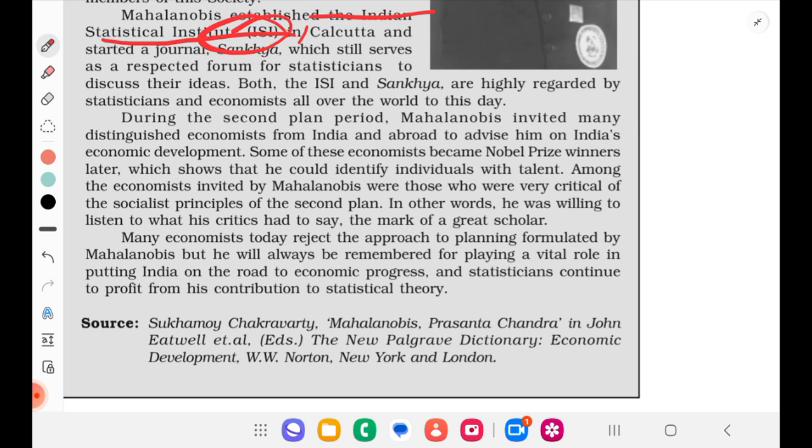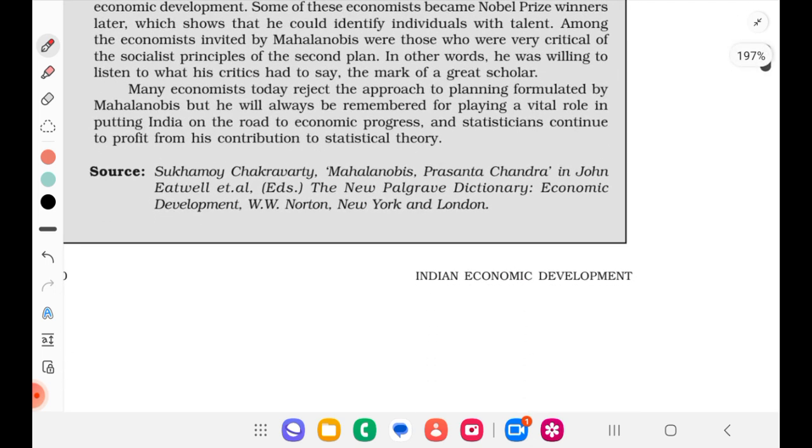Among the economists invited by Mahalanobis were those who were very critical of the socialist principle of the second plan. In other words, he was willing to listen to what his critics had to say, the mark of a great scholar. Many economists today reject the approaches to planning formulated by Mahalanobis, but he will always be remembered for playing a vital role in putting India on the road to economic progress, and statisticians continue to profit from his contribution to statistical theory. Source: Sankhyomi, Chakravarti, Mahalanobis, Prasanta Chandra.